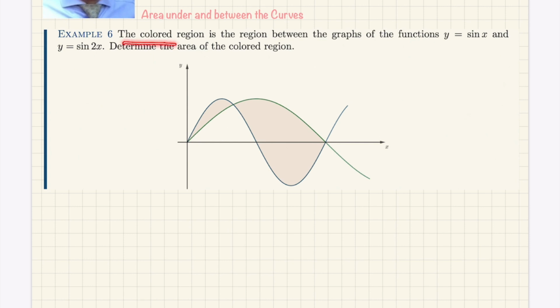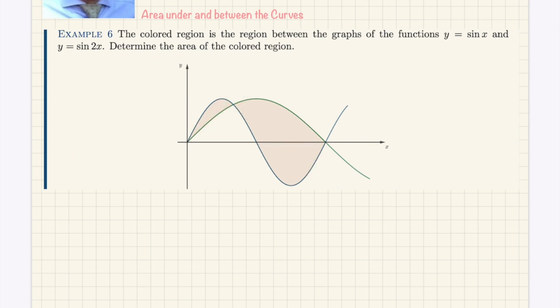The colored region is the region between the graphs of the functions y equals sine x and y equals sine of 2x. I haven't written them down on the picture intentionally, and I haven't used the grid paper here because I want to make sure that you understand what to do if they are not given to you. Determine the area of the colored region. So it's clear that I want to calculate the total area here.